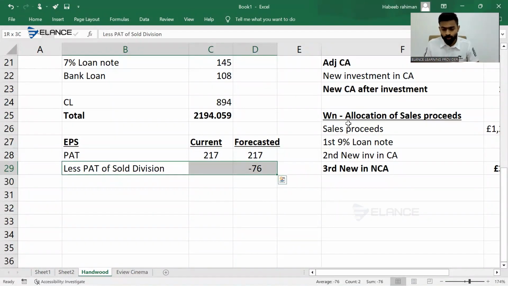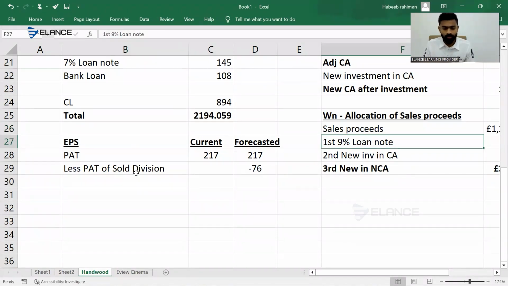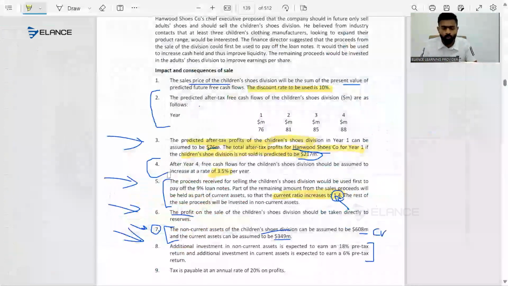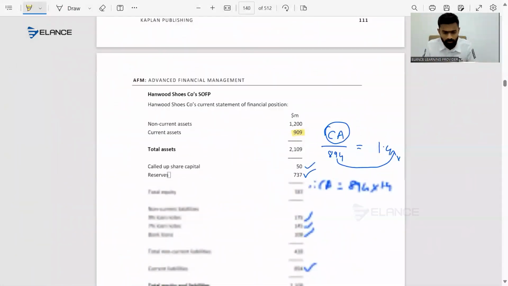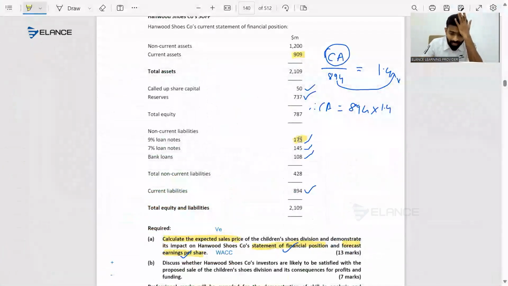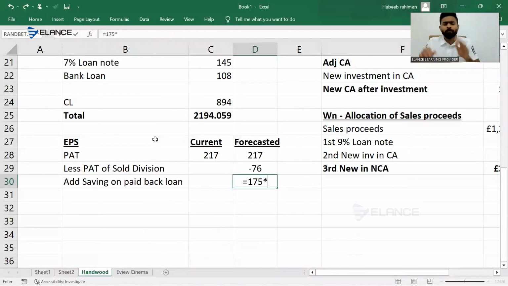Using that proceeds, first what have we done? Paid off loan note. See, if we paid loan note, that means we will save interest on that loan. So add savings on redeemed or paid back loan. What was the figure of the 9% loan note? This is a 9% loan note. It is 175. So we paid off 175 million worth of debt, and we were paying an interest of 9% on that. Since we paid off that, we can save that interest what we were paying previously. On this 217, we were paying this much interest. Now it is saved, so I will add it back.